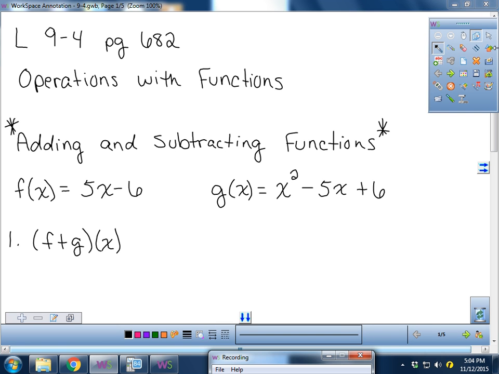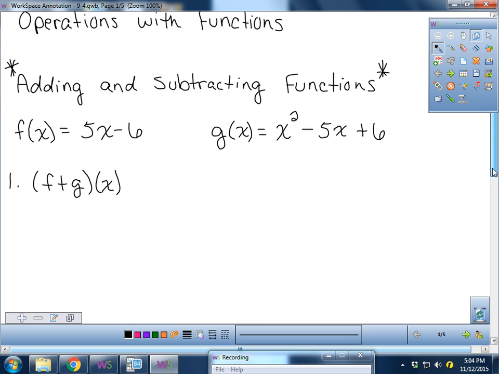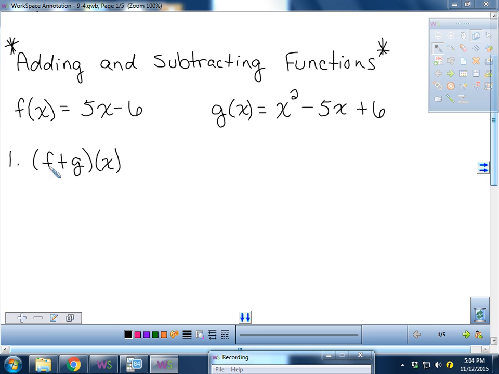All right, so I've given you 2 functions. I've got f of x is 5x minus 6, and g of x is x squared minus 5x plus 6. And we're going to talk about what this means. This is not f plus g times x. You know how this is g of x? It just represents a y. This is just telling you to take the f of x and add it to the g of x.